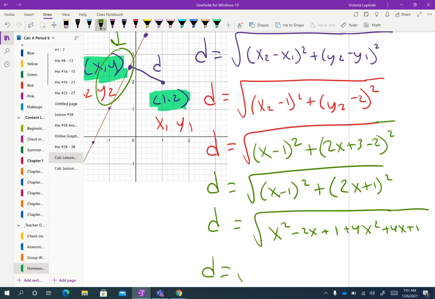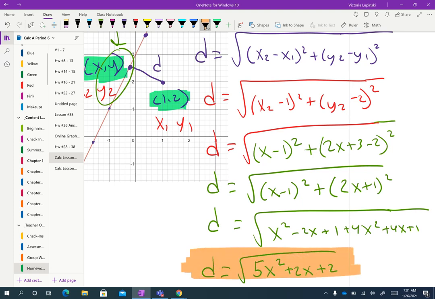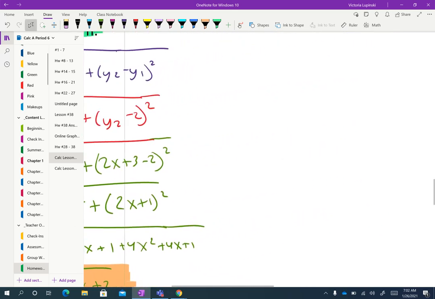So d is equal to the square root of, if you combine all the squareds, 5x squared. If you combine all the x's, you get 2x. And if you combine all the constants, you get 2. So this is, in fact, our distance formula, which we are trying to minimize, which means we're going to have to take the derivative. The first thing I'm going to want to do is rewrite that as a 1/2 power.